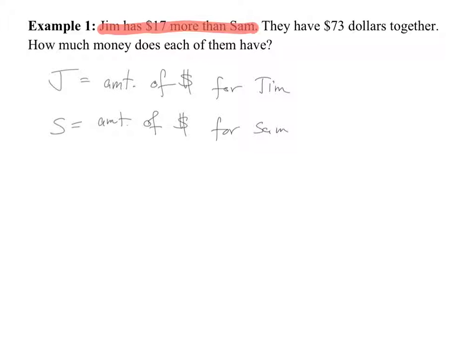How about this first one here? What do you got for what I've highlighted? Kate? So that would tell me that if I take the amount of money that Sam has and add 17 to it, I get what Jim has. So Jim has more than Sam, that means. And I look up and I see Jim has 17 more than Sam. That's exactly right.